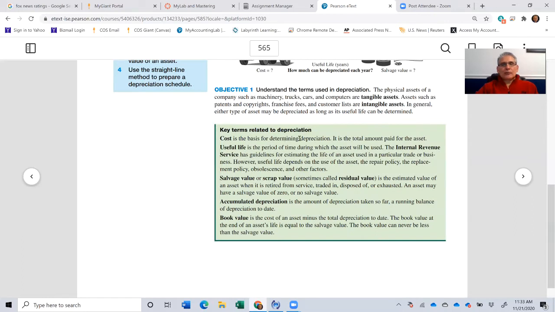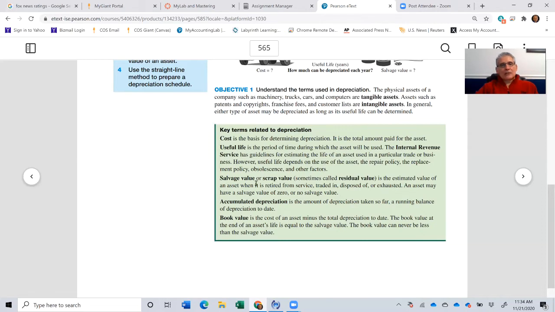Let's take a look at the key terms here. Cost is the basis for determining depreciation. It's what you paid for an asset. It is the total amount paid for the asset. Useful life is the period during which this asset will be used. The focus here is often going to be tax purposes. The Internal Revenue Service has guidelines for estimating the life of an asset. So you can use the Internal Revenue Service guidelines for tax purposes. Just a heads up, you can't use those for financial accounting purposes, but that's another class altogether.